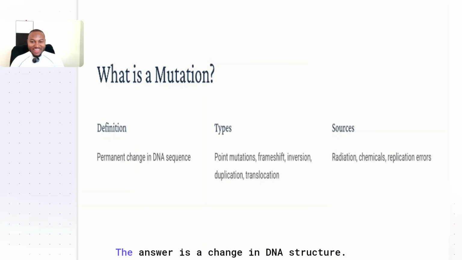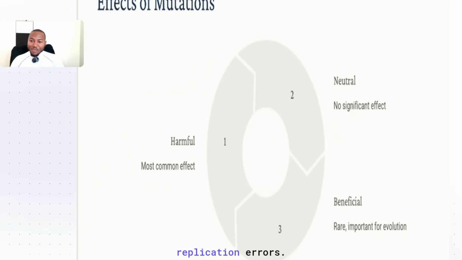What is your answer? The answer is a change in DNA structure, right? A permanent change. It can be beneficial, it can be harmful, and it can be what? Neutral, as we've discussed. And something you need to bear in mind is that there are different types, like point, frame shift, inversion, duplication, translocation, and others. How do they happen? Radiation, chemicals, replication errors. They can be harmful, they can be harmless, they can be beneficial, but the beneficial ones are always very rare. But that does not mean that there are no beneficial ones.